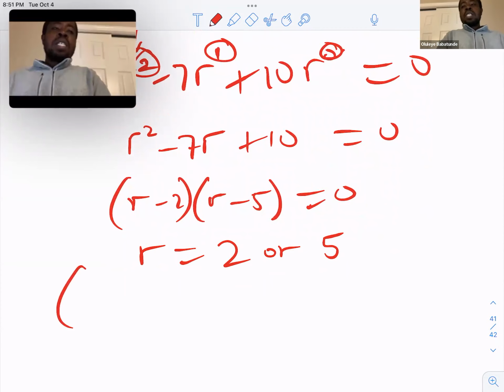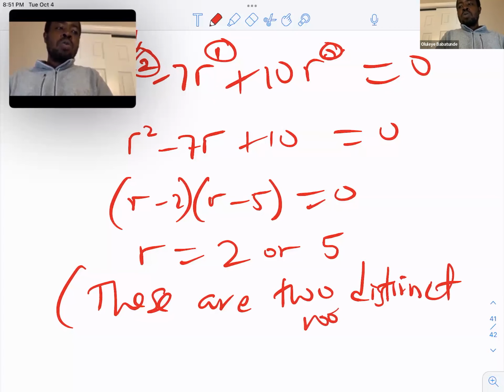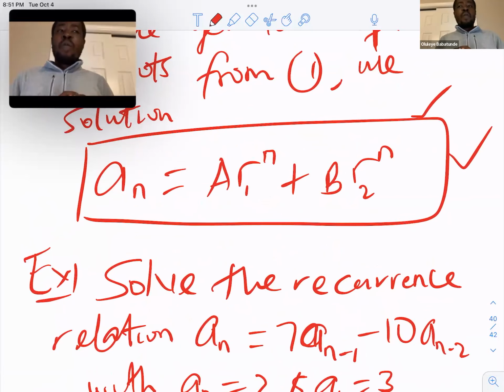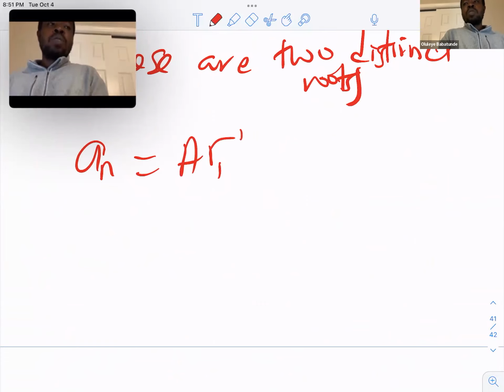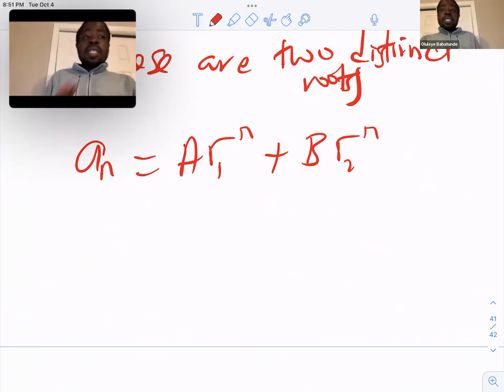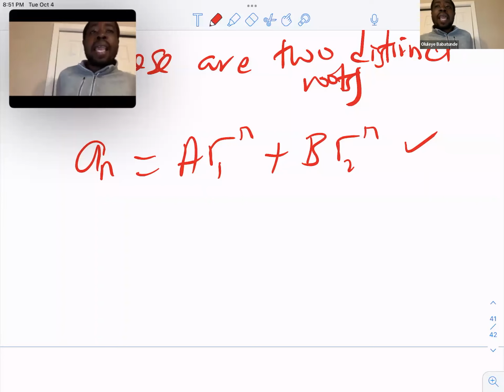Now, these are what? These are two distinct roots. And when you have two distinct roots, you make use of this formula, which says the solution a_n equals A root 1 raised to power n plus B root 2 raised to power n. Okay, now this is the representation, but we are not done yet. We need to determine the values of uppercase A and B.